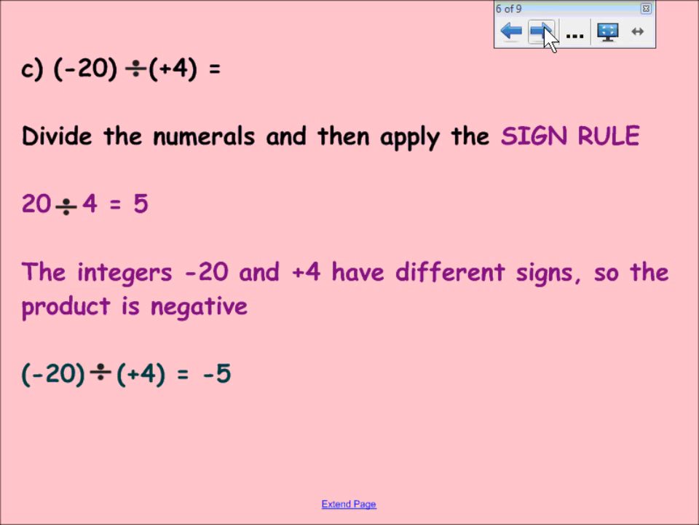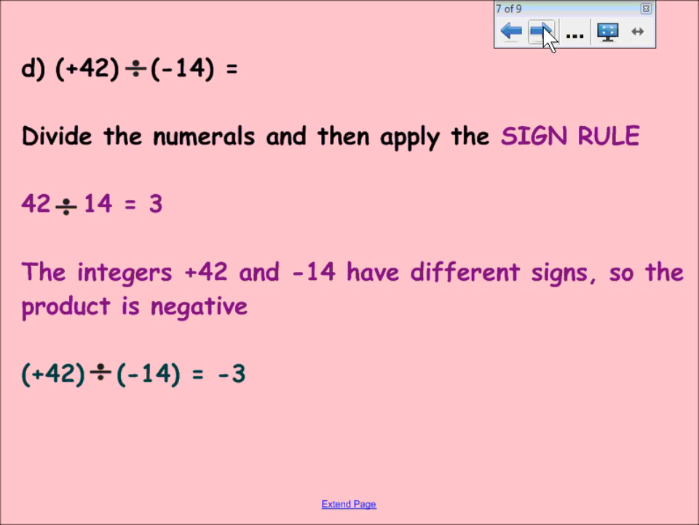We have negative 20 divided by 4. 20 divided by 4 equals 5. So we have a negative here and a positive here. When we have a negative and a positive, it equals negative. So negative 20 divided by positive 4 equals negative 5 because of the sign rule. We have different signs, so positive and negative equals a negative.